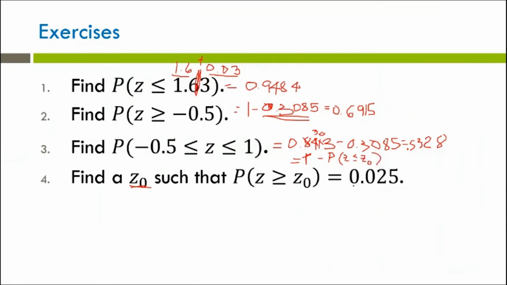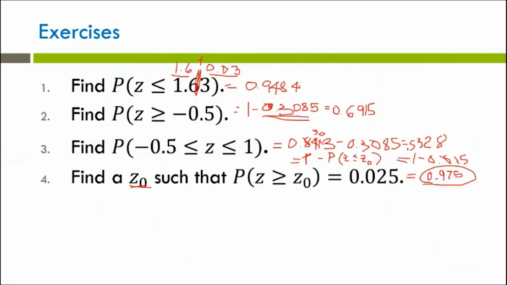Then, since we were given the area, we'll just have to subtract this by 1 minus 0.025. So what's the result? That's 5, you'll get 7, you'll have 9, so 0.95.